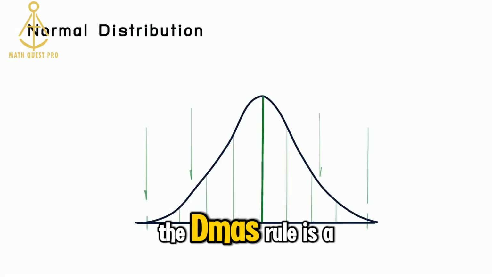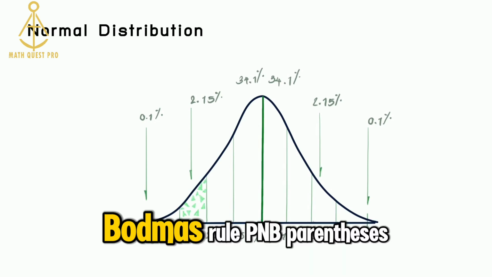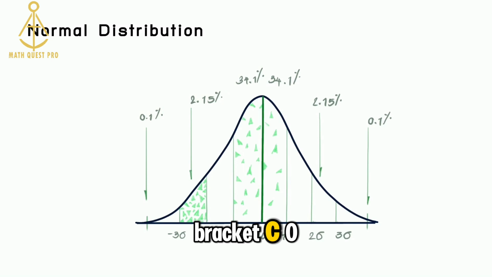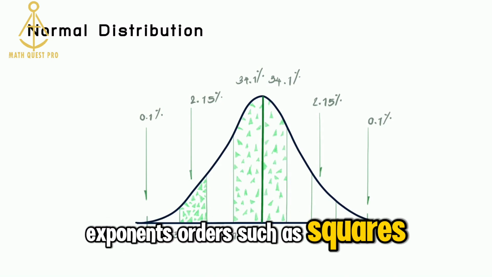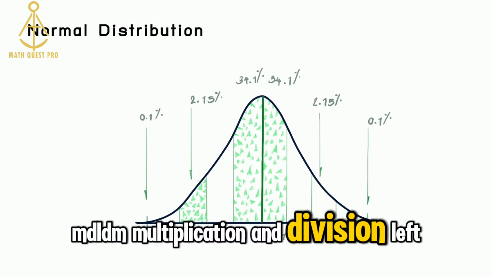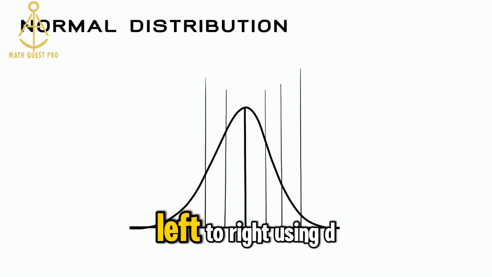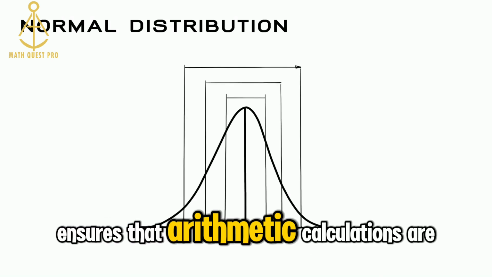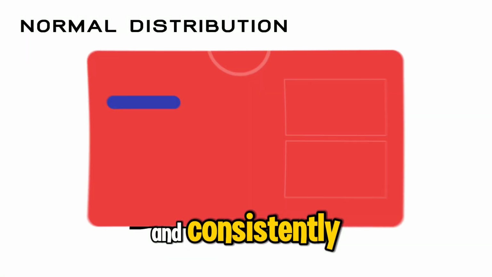The DMAS rule is a simplified version of the more comprehensive PEMDAS rule: P, parentheses or brackets; E, exponents or orders, such as squares and square roots; MD, multiplication and division, left to right; AS, addition and subtraction, left to right. Using DMAS effectively ensures that arithmetic calculations are performed accurately and consistently.